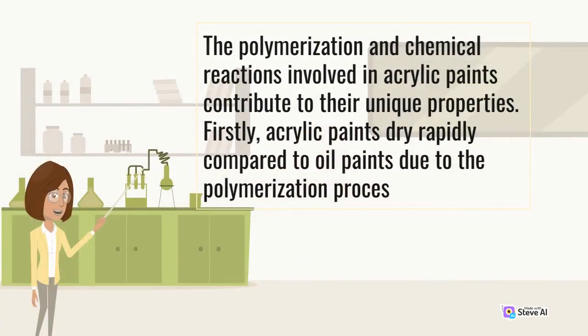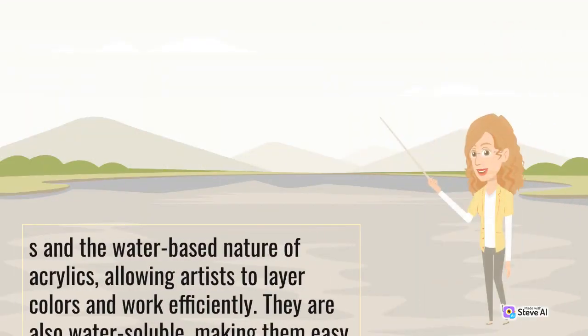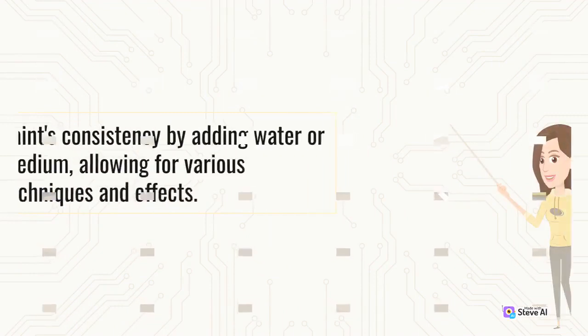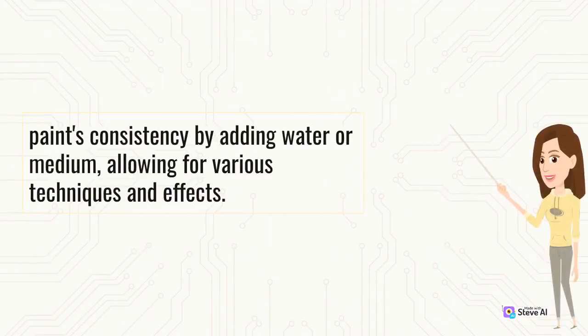The polymerization and chemical reactions involved in acrylic paints contribute to their unique properties. Firstly, acrylic paints dry rapidly compared to oil paints due to the polymerization process and the water-based nature of acrylics, allowing artists to layer colors and work efficiently. They are also water-soluble, making them easy to thin and clean up with water. Artists can control the paint's consistency by adding water or medium, allowing for various techniques and effects.